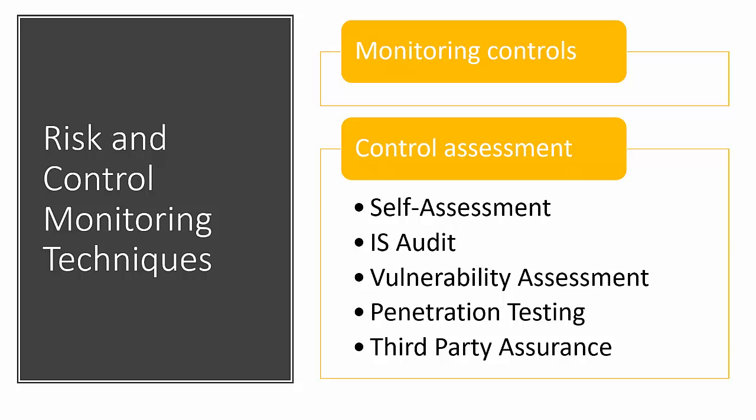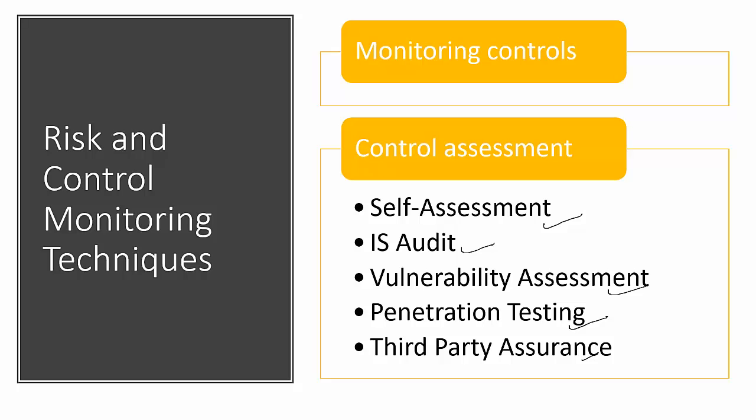So we have a self-assessment. Here you can see we have a self-assessment, an IS audit, a vulnerability assessment, penetration testing, and third-party assurance. An example of a self-assessment is more like surveys, workshops and all that. So we have facilitated workshops, surveys or sampling methods where the operations staff can determine the general effectiveness of a control on a regular or recurring basis.